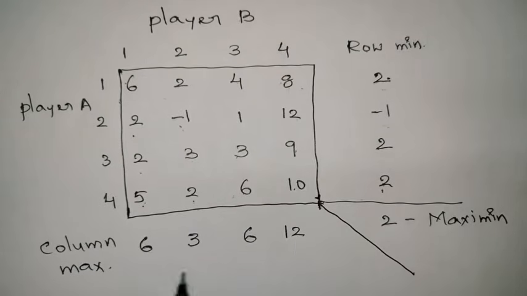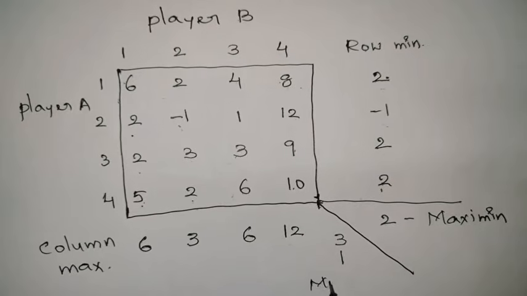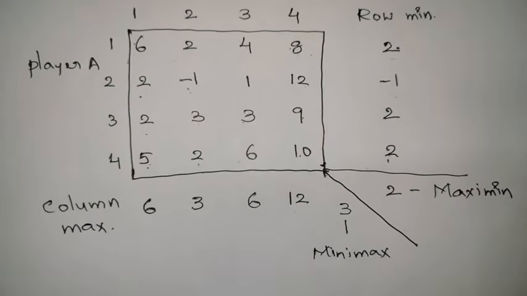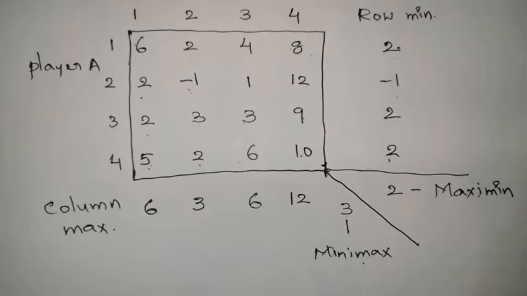Now what is the minimum value among these 4? 6, 3, 6, 12. The minimum value is 3. So we call this the minimax value. Now let us check whether the maximin and minimax values are equal. No, 2 is not equal to 3. So we can say that this game does not have a saddle point.